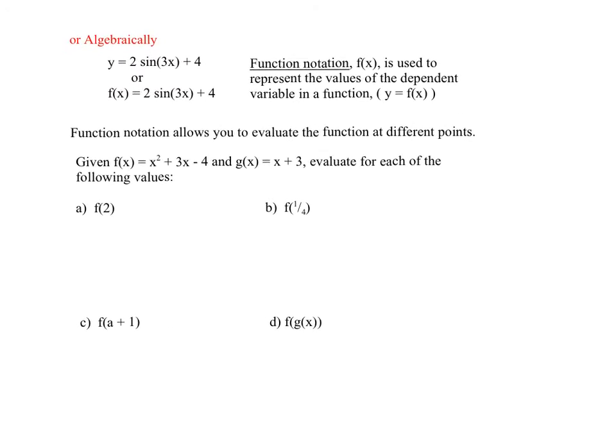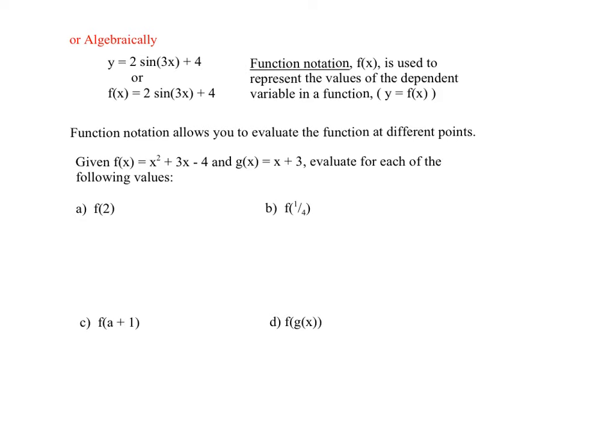Okay, so we can also find out if something's a function algebraically. Function notation, f at x, is used to represent the values of the dependent variable in a function. So really, function notation is a good way of showing what you're subbing into the function to find out what the output value is. So you're showing what the input value is, or the x, and what the output value is, or the y.